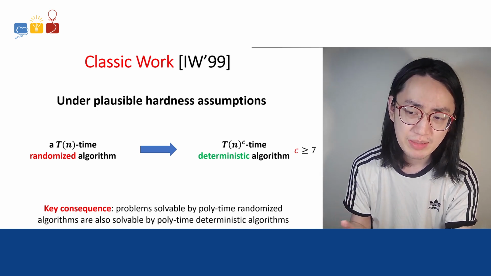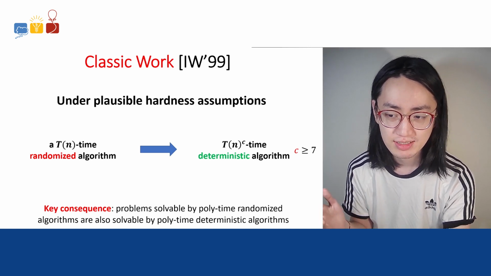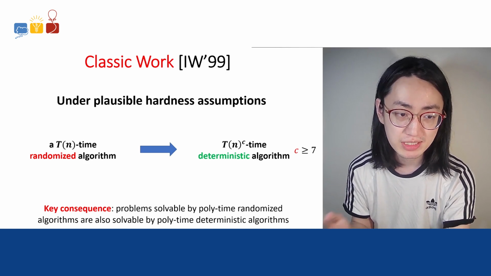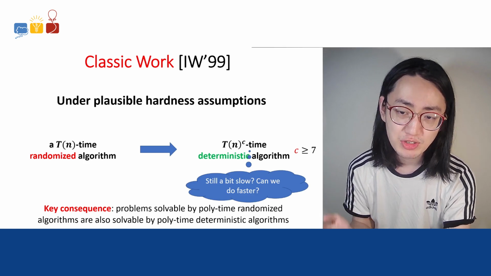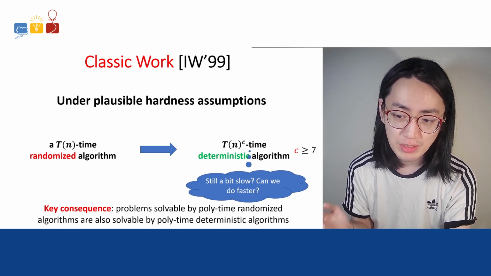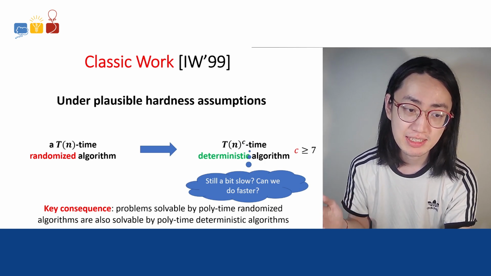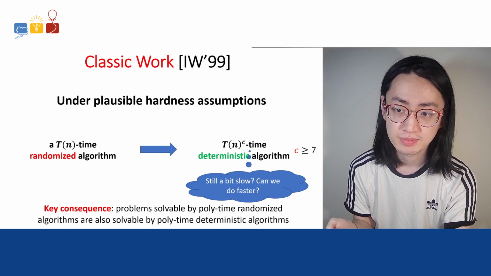Still, the resulting polynomial time algorithm is not very relevant for practice, as the T(n)^7 running time is probably too slow for most potential applications. So this calls for a natural question: whether we can further improve this running time, like bringing down this constant 7 to maybe 1 or 2.